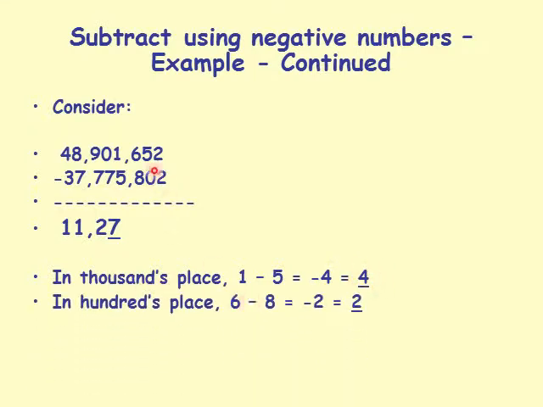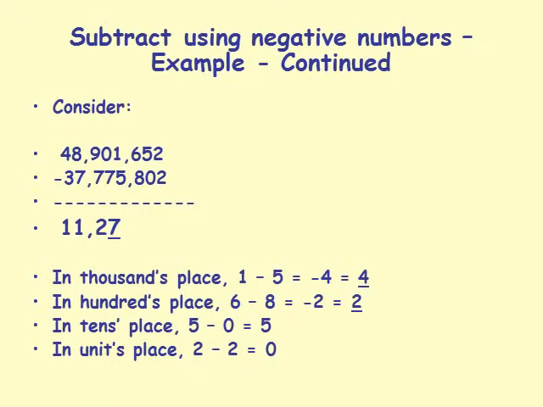In the hundreds place, we have 6 minus 8, which is minus 2, and that looks like this. Okay, and in the tens place, we have 5 minus 0, which is 5. No underscore required, it's positive 5. In the units place here, we have 2 minus 0. Okay. No underscore required here either.